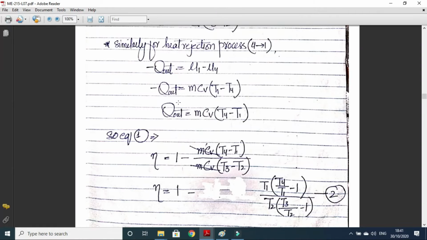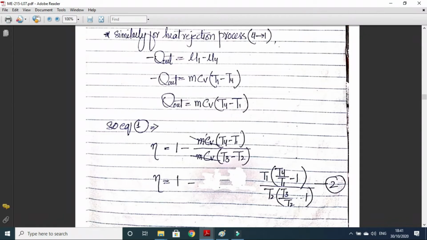So we can replace Q in and Q out values in equation number 1: 1 minus mCv(T4 minus T1) divided by mCv(T3 minus T2). mCv will be cancelled out. We can take T1 common, so it will become T1 times (T4 upon T1 minus 1), and we can also take T2 common from here, so T2 times (T3 upon T2 minus 1). So we can call this equation number 2.